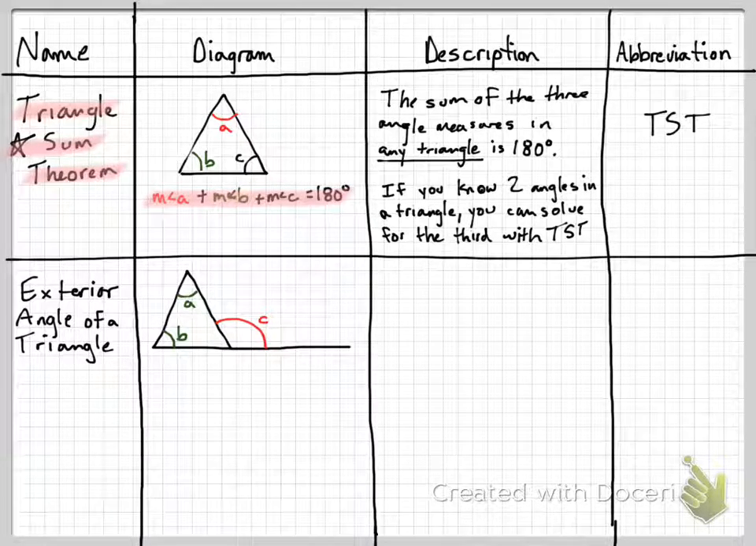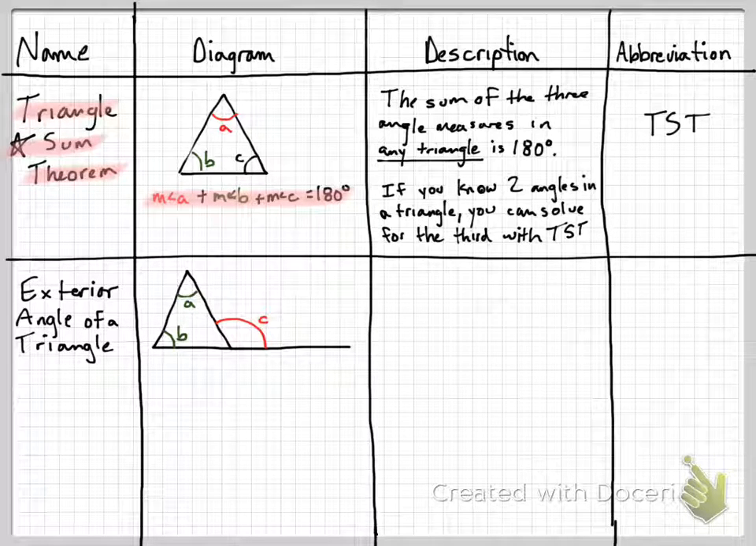Okay, so we have to understand what an exterior angle is. Angle C right here is exterior. We extended a line and then drew this angle connecting one side of our triangle to this extended line. So those are called exterior angles. We had exterior angles with our parallel lines as well, but this is a different kind of exterior. Interior is really straightforward. Inside the triangle is interior.